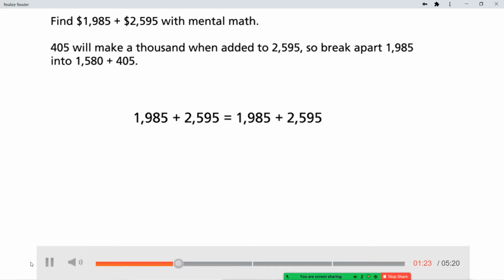$405 will make 1,000 when added to 2,595. So, break apart 1,985 into 1,580 plus 405. 1,985 plus 2,595 equals 1,580 plus 405 plus 2,595.